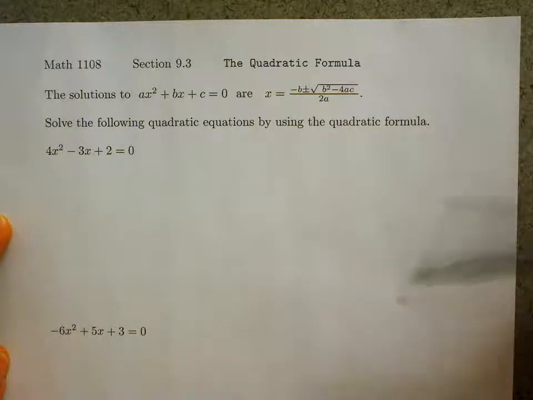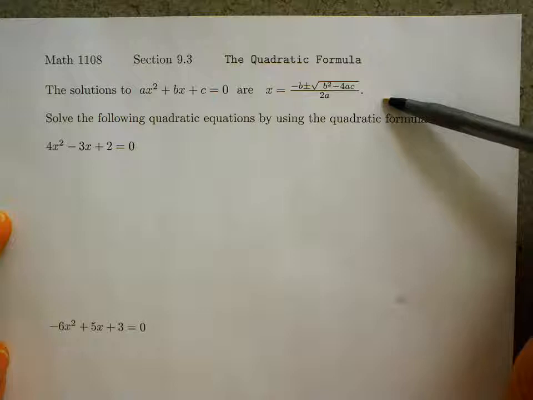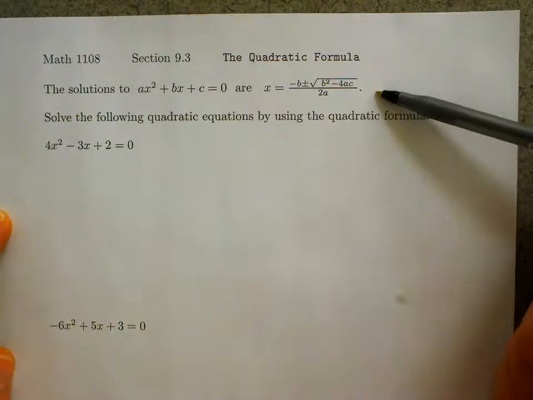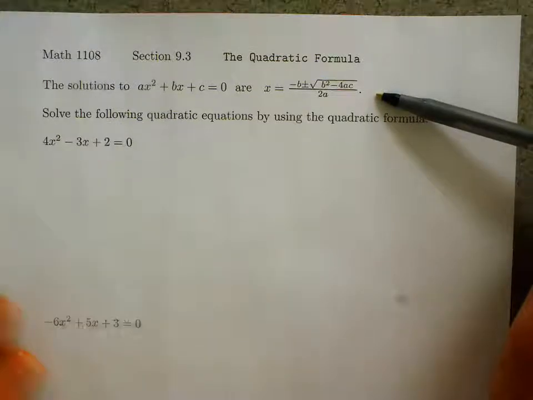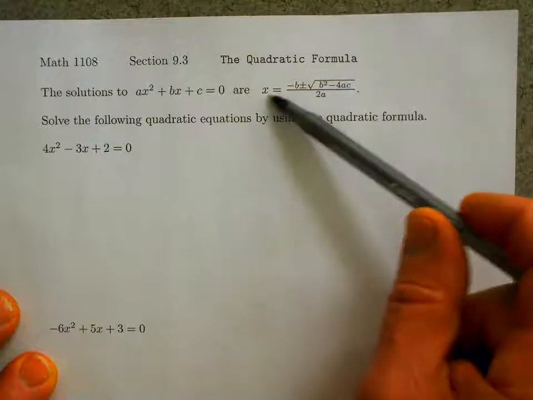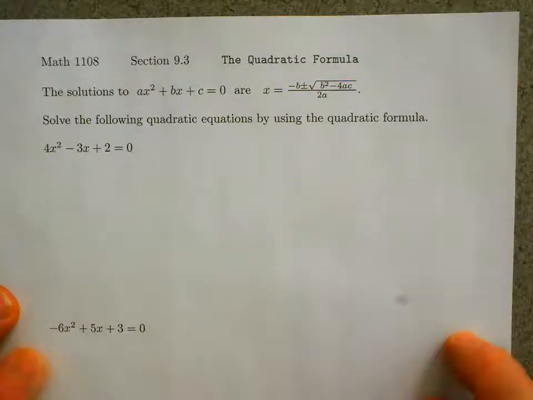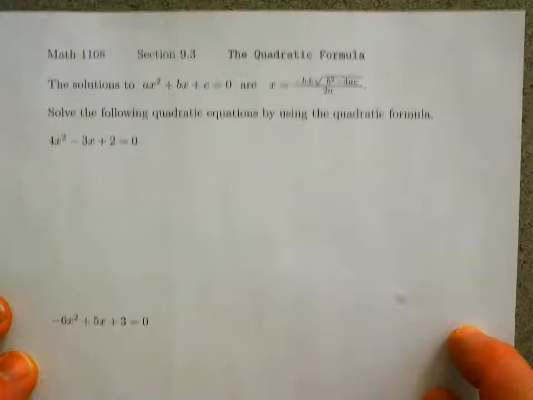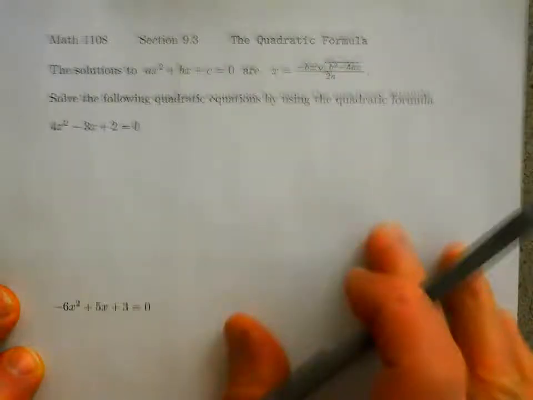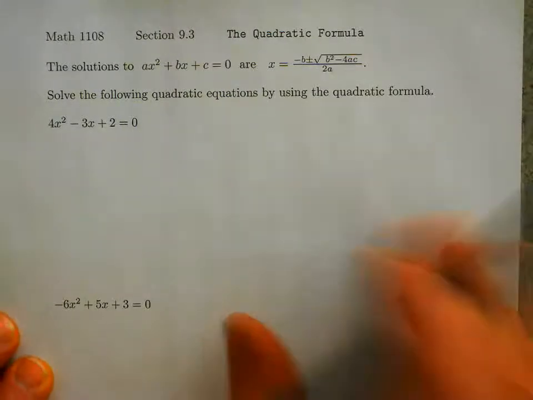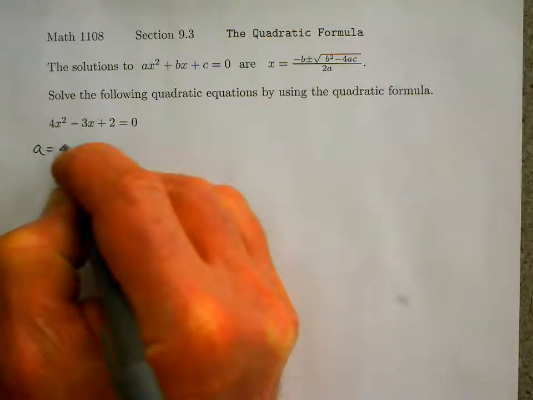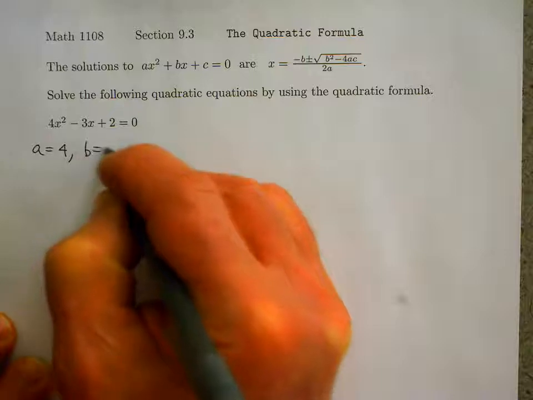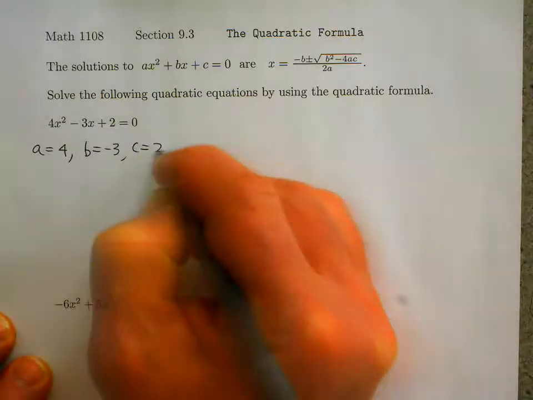The solutions to ax squared plus bx plus c equals 0. Here's the quadratic formula. X equals -b plus and minus the square root of b squared minus 4ac, all divided by 2a. Okay, solve this quadratic equation using the quadratic formula. In this one, a is 4, b is -3, and c is +2.